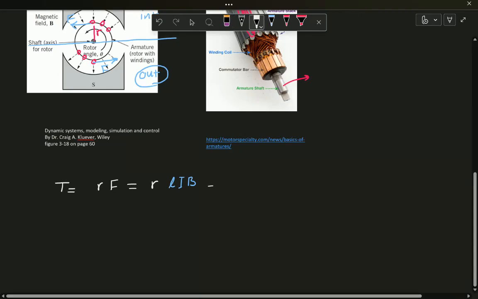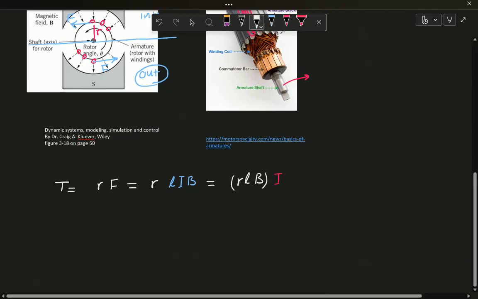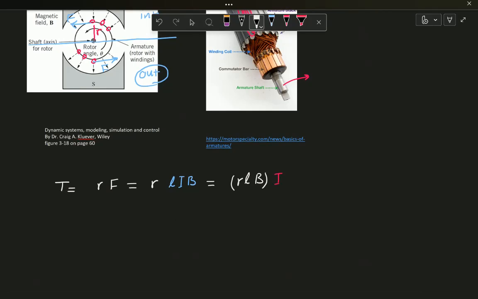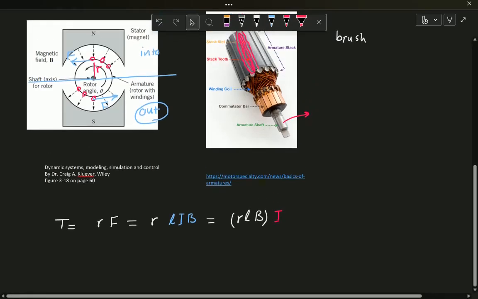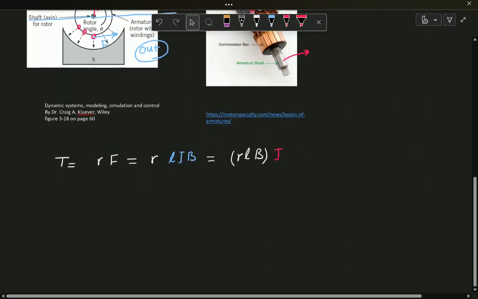Now look at this. I can rewrite this as R, L, B multiplied by I. Why? Because R is constant. It's the radius of the rotor. L is constant. It's the length of the wire in that magnetic field. And B is constant. Why? Because B is the magnetic field that's provided by the stator. So this one is also constant. So I have a constant number that's multiplied by I, and this is just for one wire.